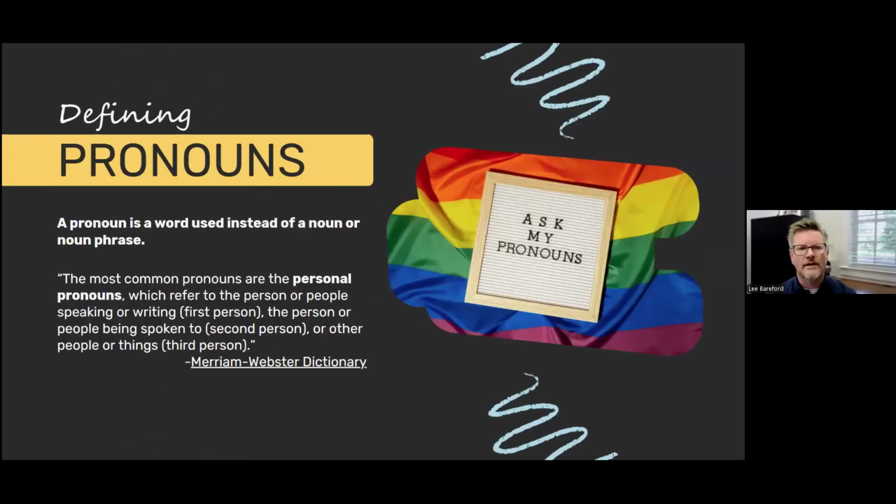So as part of our inclusive language outreach programming, we offer definitions for the terms that we use. Pronouns is one of the main ones. We stick to Merriam-Webster's dictionary definitions of that term, which is a word used instead of a noun or noun phrase. For examples, we focus mostly on personal pronouns, how we refer to ourselves, people we're speaking to, or others that we're referring to in conversation.